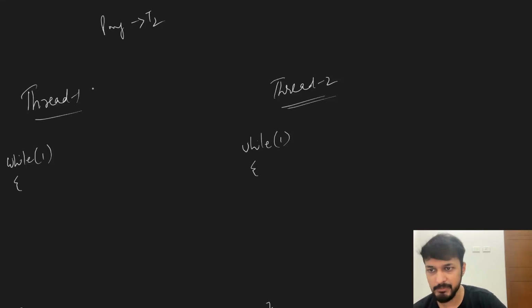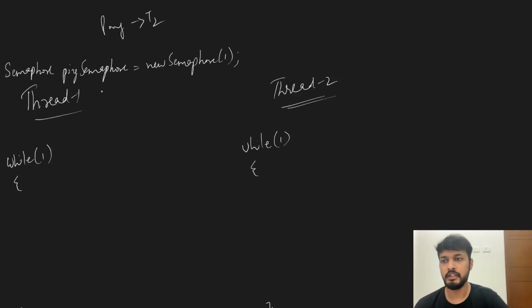So let's create a semaphore here. Semaphore pingSemaphore equals new Semaphore, and this is very important, we are giving it one permit. Why are we giving it one permit? You'll know in a few seconds. Let's go ahead and declare another semaphore named pongSemaphore.